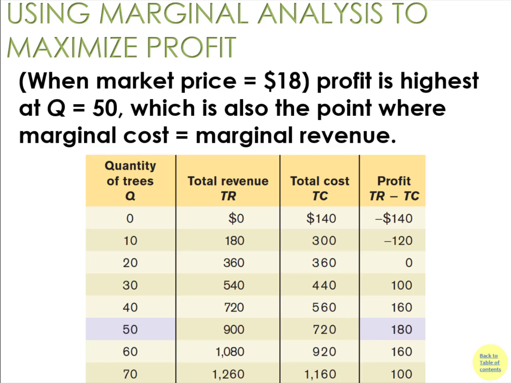And the way you figure out marginal revenue, as a reminder, is to take the addition to total revenue from the addition to quantity. So your total revenue increases from 720 to 900. That's 180. And quantity has increased from 40 to 50. So there's been a change of 10 in quantity and a change of 180 in revenue. So change in total revenue over change in quantity will be 18. And the same with total cost. You've seen cost rise from 560 to 720 when you added 10 new trees, and that is going to be the same marginal cost as marginal revenue.